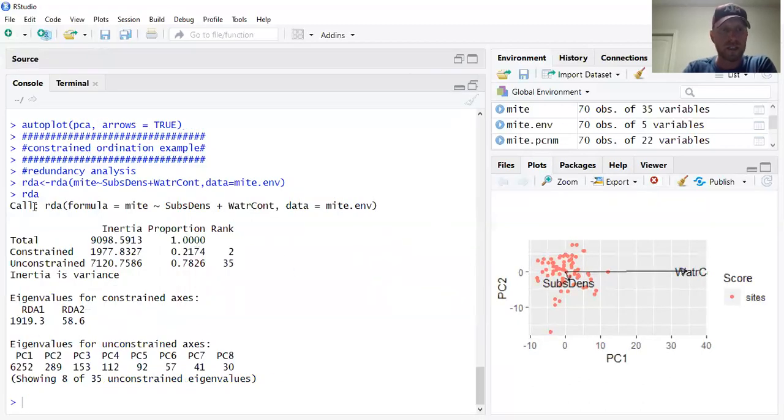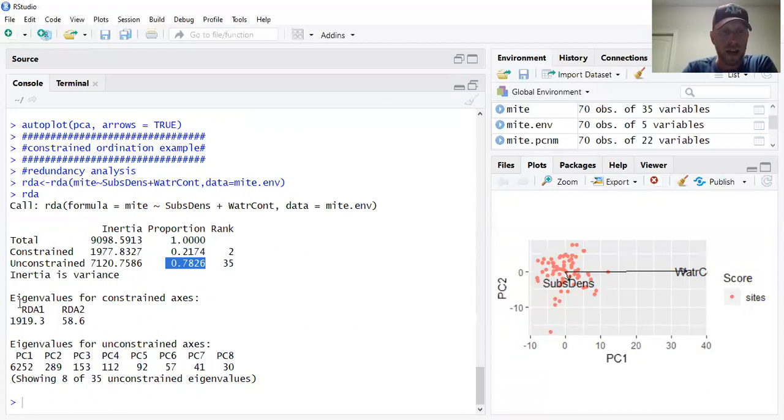And so notice that this is our formula here. This should look familiar, but now we have this inertia again, where the total is broken down into constrained and unconstrained. And there's a little reminder here that inertia is variance. So constrained inertia would be the amount of variation that was explained by these environmental variables, and unconstrained would be the residuals, or the amount of variation that was not explained by those environmental variables. And here's the proportion in this column here. So of the total, 21% was explained by these two environmental variables, and 78% of the variation in community structure among these mites was not explained by these environmental variables.